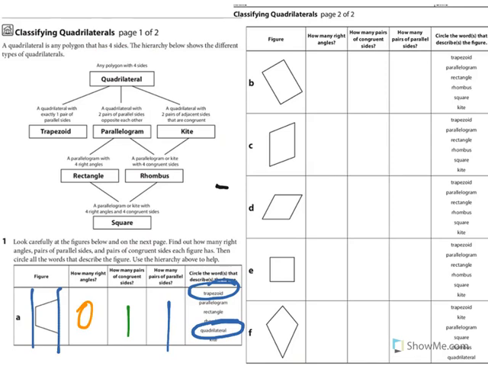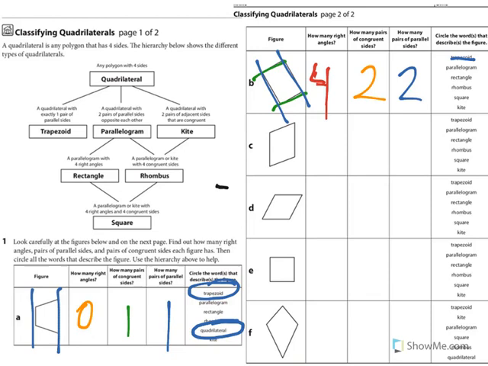Moving on to B. How many right angles do you see? Well, I see 1, 2, 3, 4. Cool. How many pairs of congruent sides? These two sides look like they're congruent, and these two sides look like they're congruent. So two pairs of congruent sides. Then, how many pairs of parallel sides? Well, this side and this side seem to be parallel, and this side and this side are parallel. So two pairs of parallel sides.